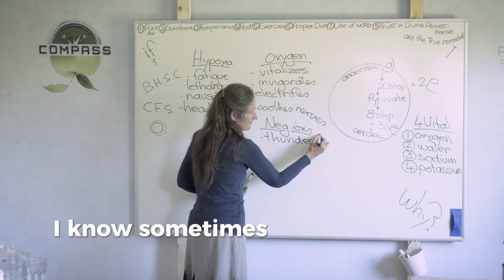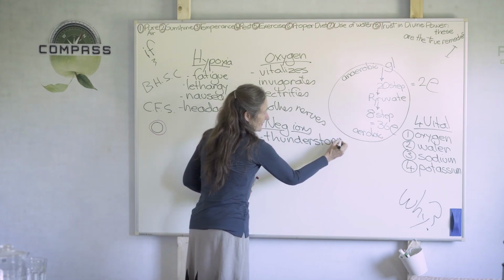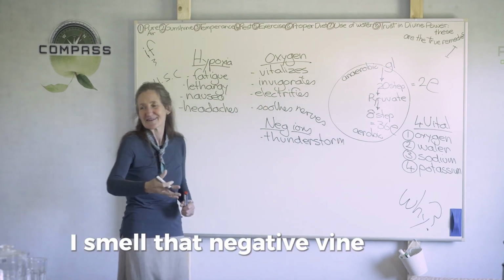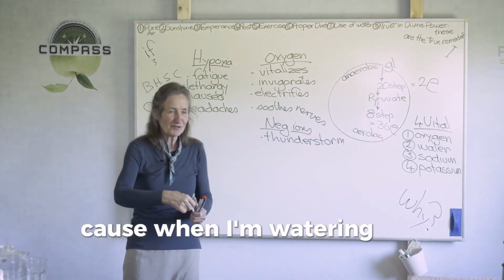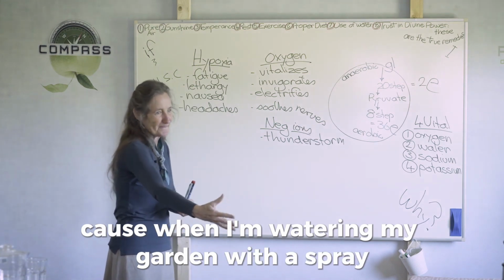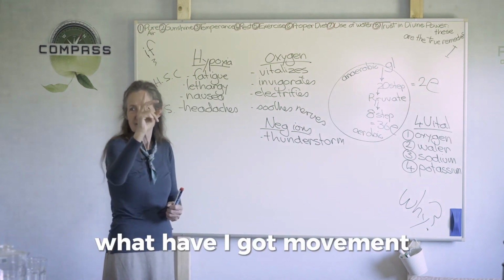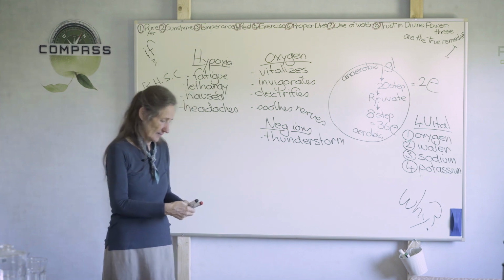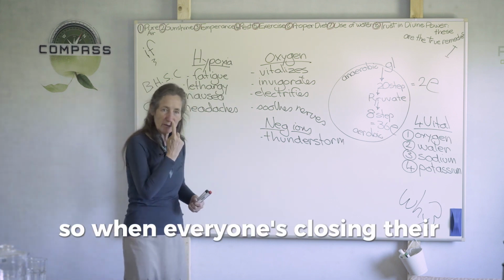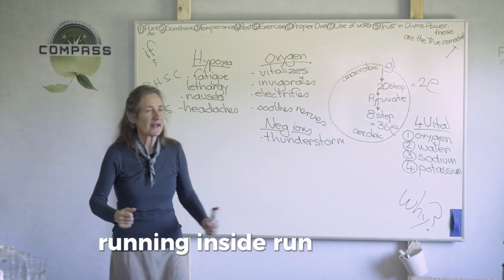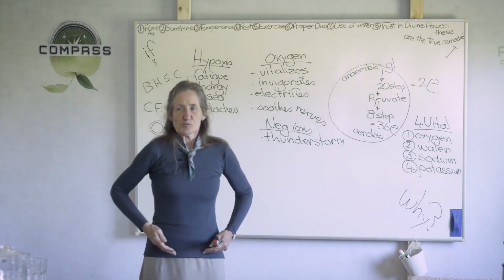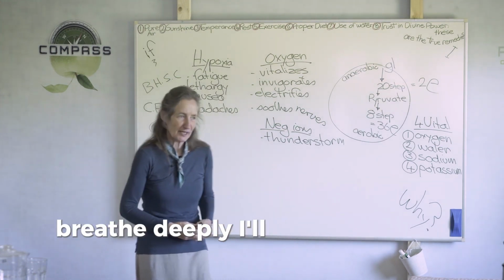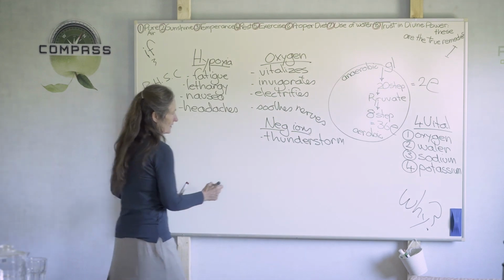I know sometimes if I'm watering my garden, I smell that negative ion smell. Because when I'm watering my garden with a spray, what have I got? Movement, water and air. So when everyone's closing their windows and running inside, run outside. Breathe deeply. I'll show you how to breathe in a minute. The thunderstorm.